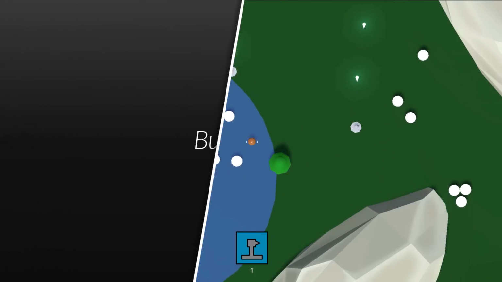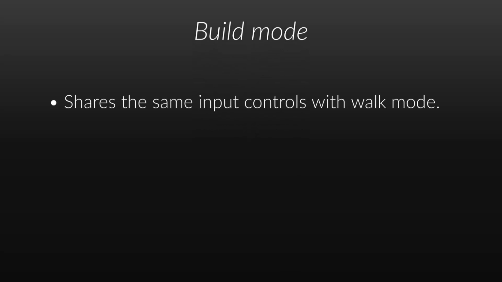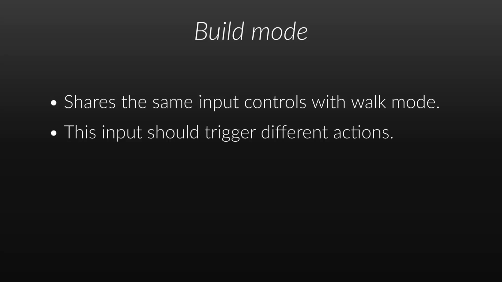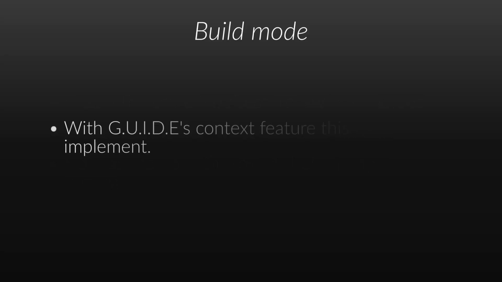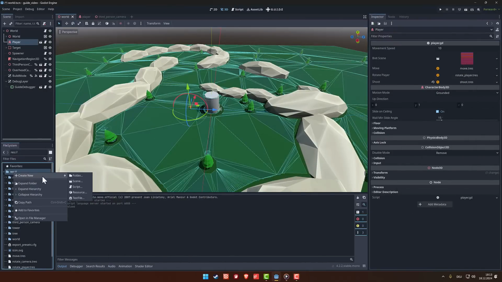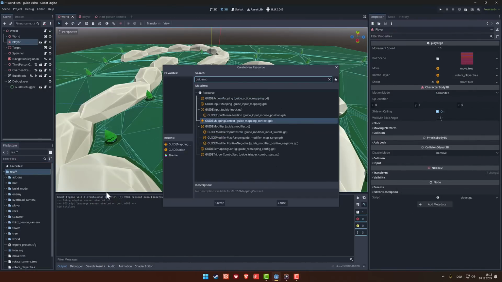The player should also be able to move the overhead camera with the WASD keys. Now, as I said in the beginning, our build mode uses the same keys and mouse input as our walk mode, but it will run different actions with this input. And this is something that is rather difficult to do with Godot's built-in input system, especially when we have more than one place in our code where we check for input. But with G.U.I.D.E, there's a simple way to do this. We can just create a second mapping context that is independent of the first one. So let's create a new mapping context and we call this build mode.